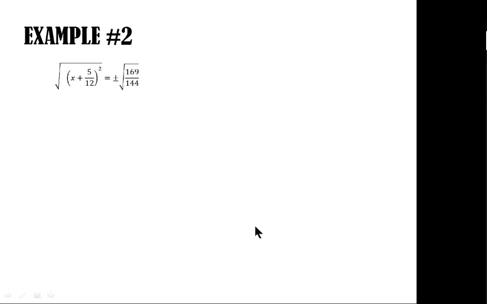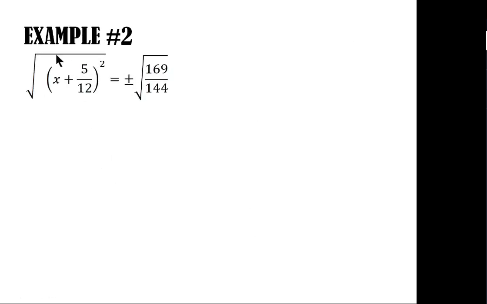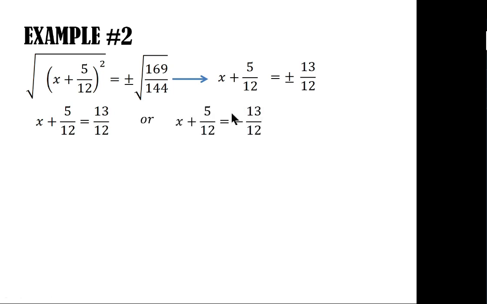Okay, let's go to the next, still in example number 2. We will have to cancel the radical sign and the square. So that's x plus 5 over 12 is equal to plus minus the square root of 169, and the square root of 144, so that's 13 over 12. Of course, plus minus. So our solution now is x plus 5 over 12 is equal to positive 13 over 12, or x plus 5 over 12 is equal to negative 13 over 12.